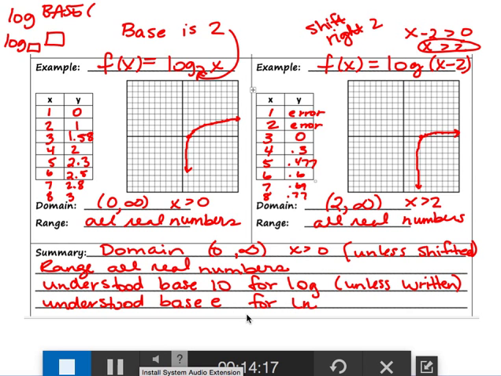Just a summary of some of our findings. The domain is always going to be x is greater than 0, or from 0 to infinity, unless, of course, it's been shifted like we talked about with this one. The range is always going to be all real numbers. Logs have an understood base of 10. So if there's nothing written, it's understood to be a 10. But if there's something written, of course, that's the base. And for a natural logarithm, it has an understood base e. And again, the e is just an irrational number, just like we talked about with the exponential functions.